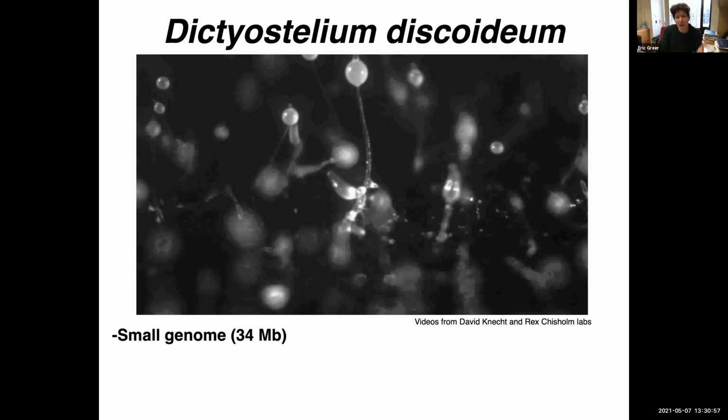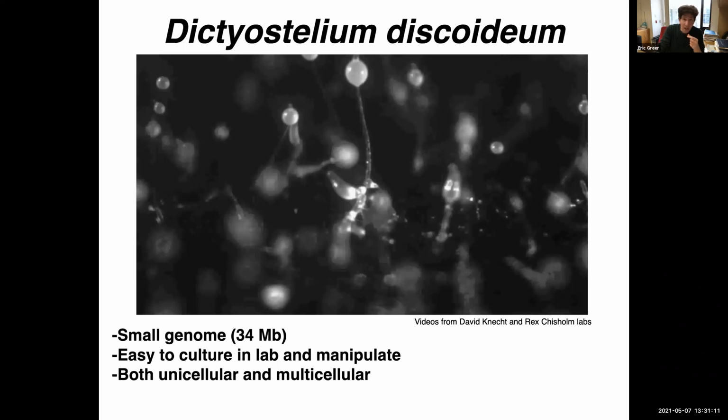Part of the reason why Dictyostelium is great is because it has a very small genome, so it's relatively affordable to do lots of epigenomic analysis. It's very easy to culture in the lab and to manipulate both environmentally and genetically. As I said, it's both unicellular and multicellular. And for some other questions which we're now interested in addressing, it has these very clear instances of both selfish and altruistic cells.